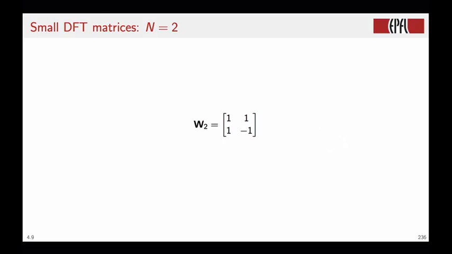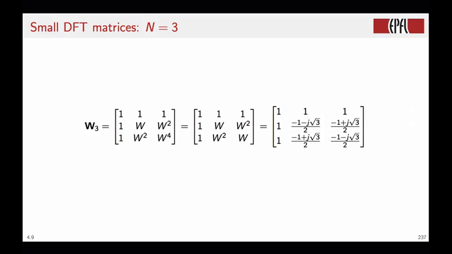Okay, so when n is equal to 2, we have e to the minus j 2 pi over 2, and this is equal to minus 1. Okay, so the first line of the W2 matrix is 1 and 1. The second line is 1 and minus 1. Okay, no sweat.